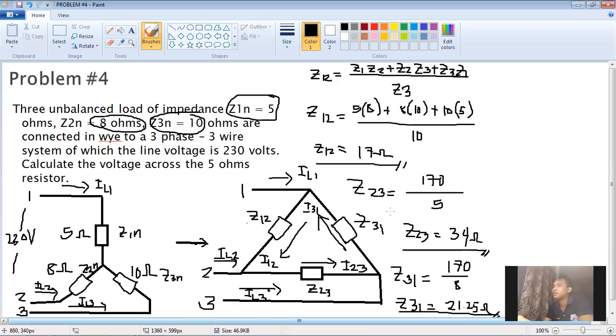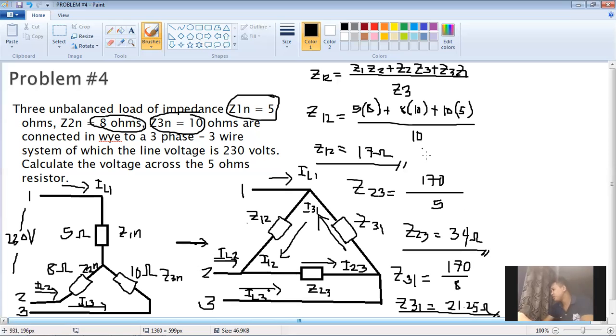And for the impedance for Z31, that will be 170 also divided by 8, since that is not included for Z31. So Z31 is equal to 21.25 ohms.